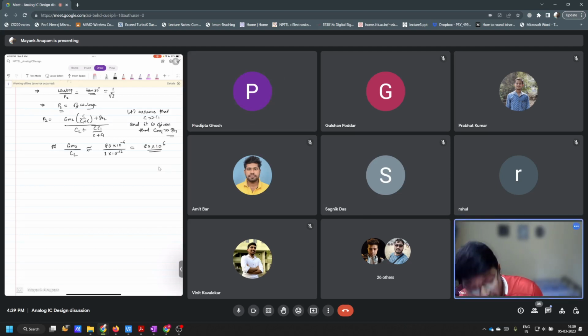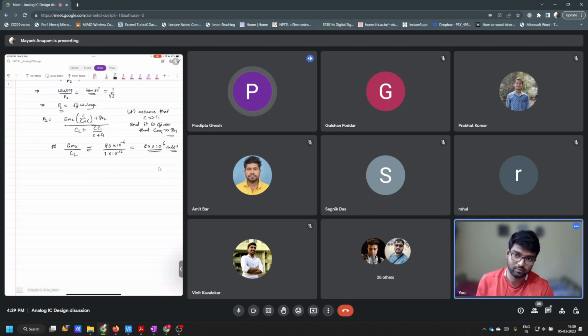But what are the units? This is not megahertz. Is it mega radian per second? Yeah, correct. This is radian per second. Okay. Is it clear till now? Yes, it's clear.